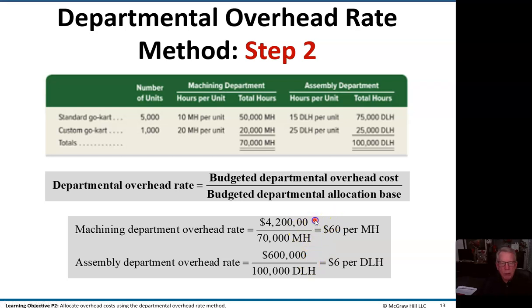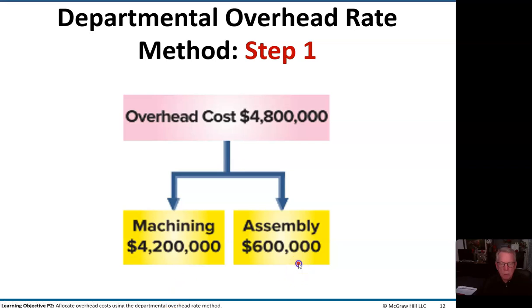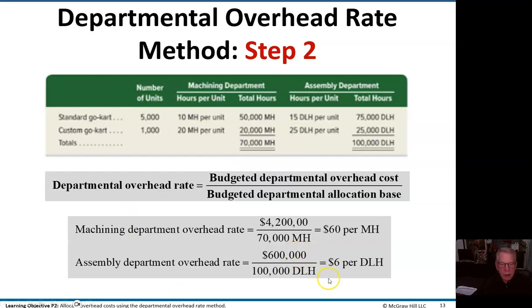For the machining department, we're going to use machine hours. So we take 4.2 million, divide it by 70,000 machine hours, and that gives us $60 per machine hour. But we also have assembly, where we take $600,000 of assembly cost, which we get from here, and divide that by 100,000 direct labor hours for the assembly department. So we're going to apply $6 per direct labor hour that way.